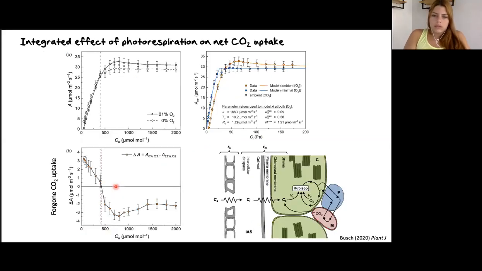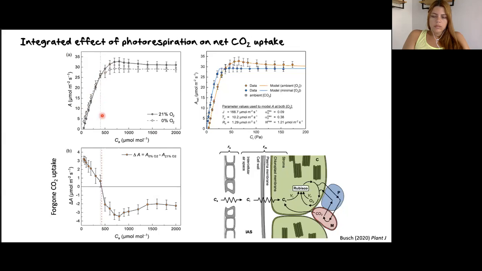Okay, so how should we then integrate all these effects? One easy way to do that is, instead of looking at the assimilation rate versus the intercellular or the chloroplastic CO2 concentration, as we've done before, how about we look at the same assimilation rate versus the ambient CO2 concentration outside the leaf. And if we do that, then we include essentially all these diffusive resistances that we may or may not know, but we include them all in this data here.